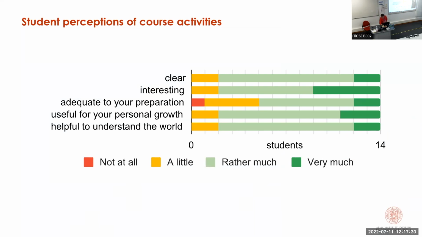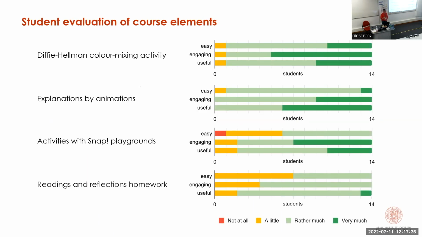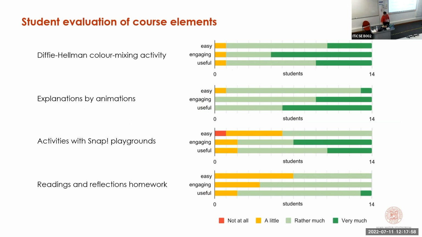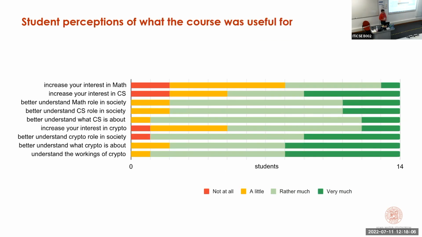And maybe let's see if this is okay. More specifically, the Diffie-Hellman color mixing activity was really appreciated. Also the animations, and also the activity with the Snap playground. Also, some students found them not so easy, while the homeworks and the readings we gave them were not so appreciated. What's the colors? It was not. Okay. Because it's covered, yeah. Wait a minute. No, sorry. So this is the legend.